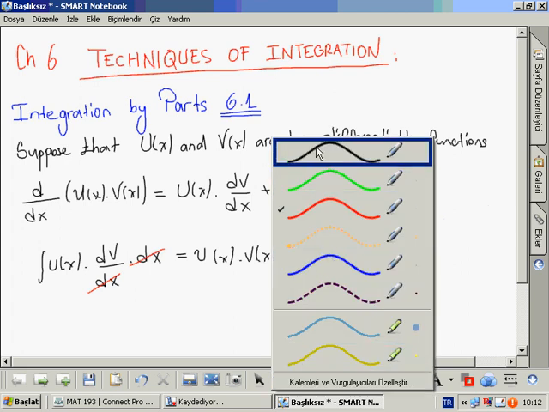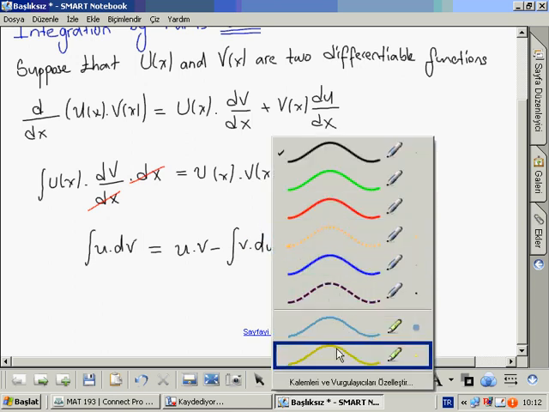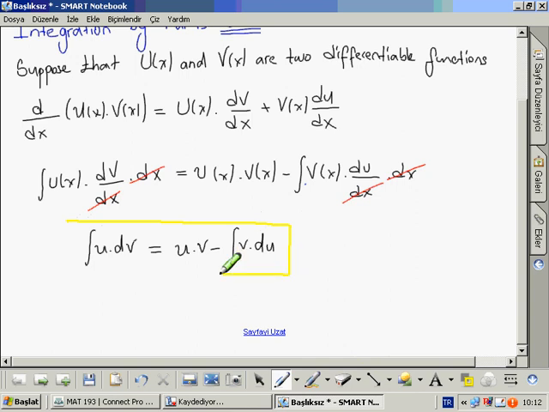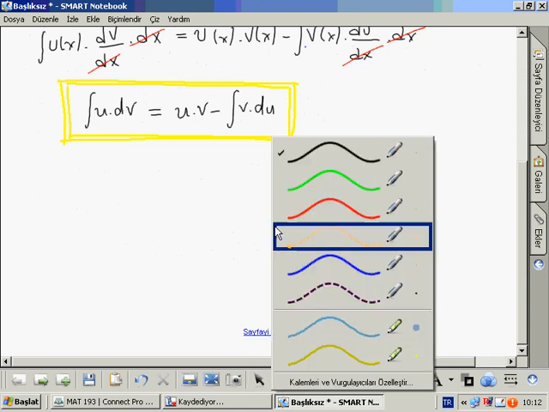And that equals the integral of u times ∂v equals u times v minus the integral of v times ∂u. This is the integration by parts general formula.